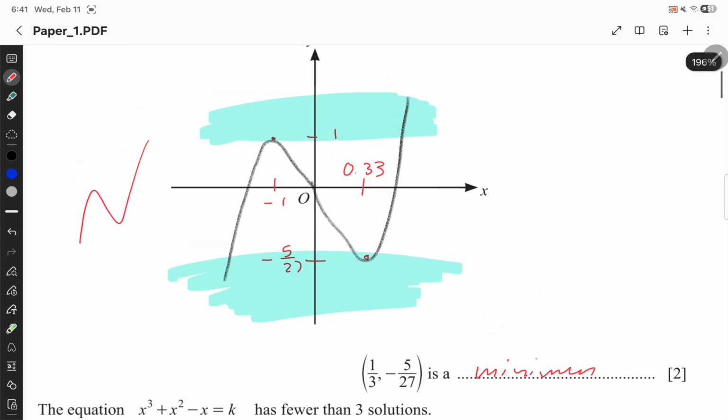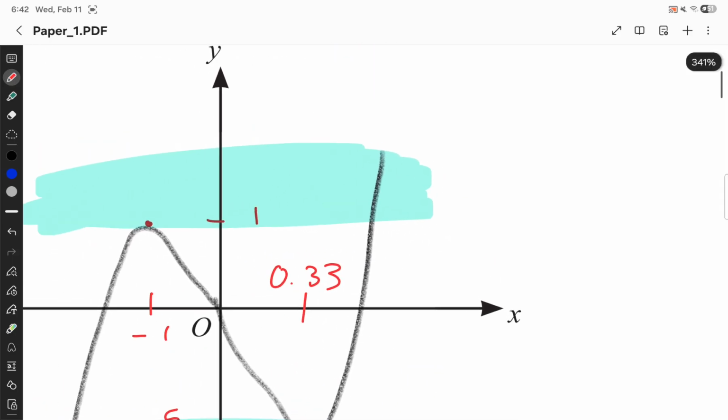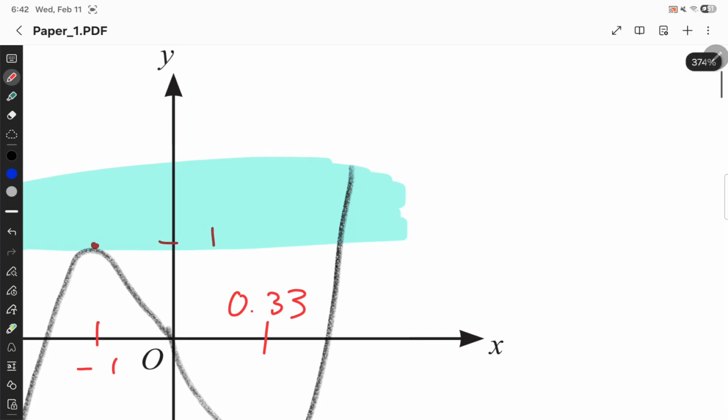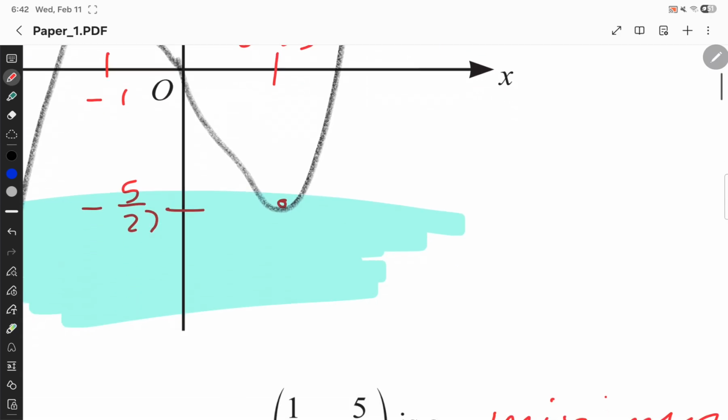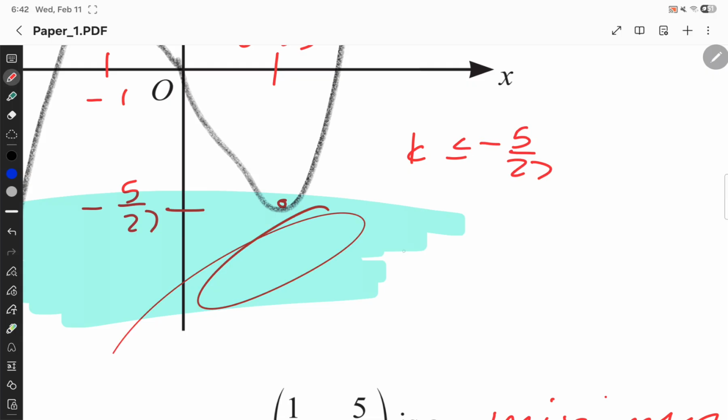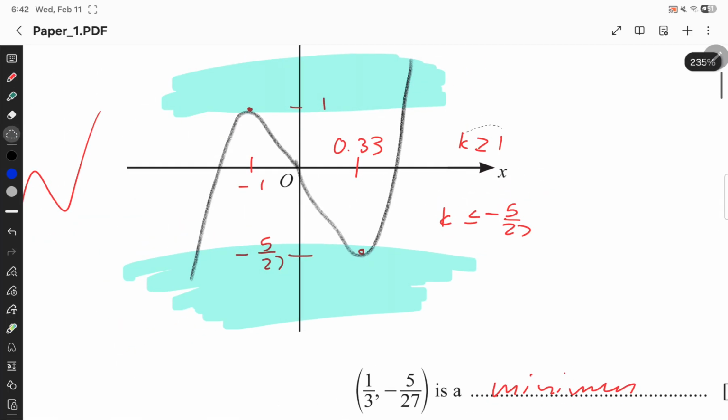Now how do we express this? The upper region will be shaded by writing k is greater than or equal to 1, because it is directly at this line and greater than this line. So that's that. Second, we have -5/27. k is less than or equal to -5/27. Less than by it being lower than the line, and equal to because it also touches this line.